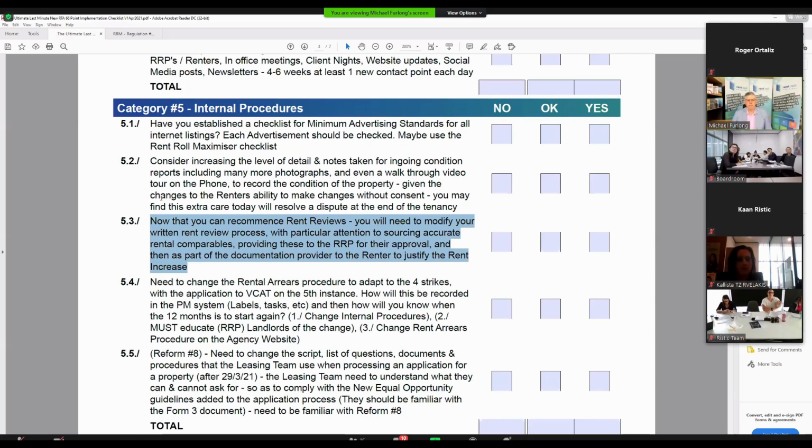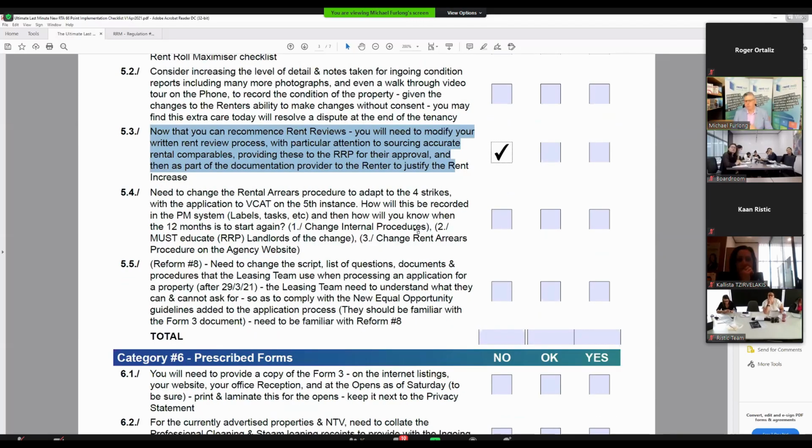And your rental arrears process. Again, you've got a whole change on this. Has it been changed on your website? Firstly, you need to change your internal procedures, because your rent arrears process now needs to adopt the 4 strikes. I would look at landlord communication for that one. I would also look at my internal processes. I would then also make sure that I've spoken to the landlords about what the changes are.